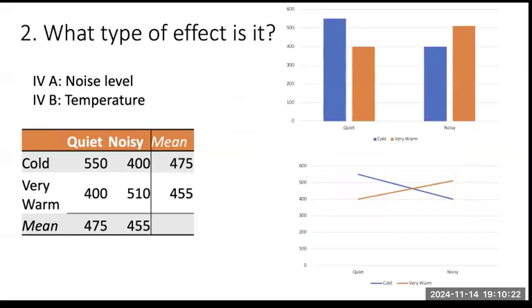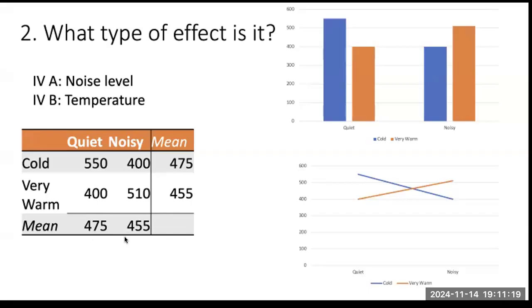How about this? Are there main effects? Are there interaction effects? Remember, when you're looking at main effects, it's the average over all conditions, right? When you're trying to figure out main effects, I think it's actually easier to look at the data. So let's take a look. The independent variable A is noise level, and that is up in the orange. And the independent variable B is temperature. On average, when things are quiet, the average score is 475. When things are noisy, the average score is 455. That tells you there actually is a main effect of noise, right? There's a difference between the two.